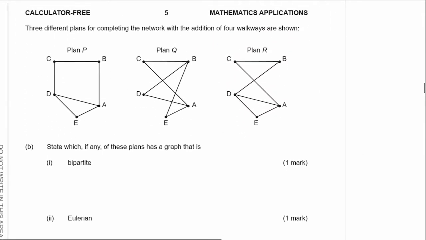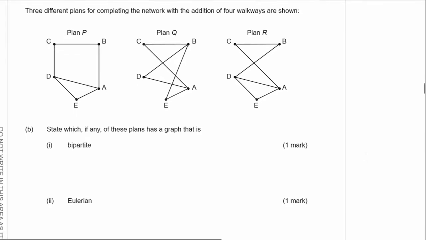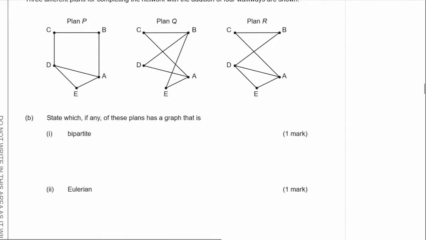3 different plans for completing the network with the addition of 4 walkways are shown. State which, if any, of these plans has a graph that is bipartite. So bipartite means that we can have 2 distinct groups where there are no edges connecting vertices inside the same group. So they look like these sorts of things. You could have that one there and then those 2 over there. But you'll notice that those 2 aren't adjacent to each other and those 2 aren't adjacent to each other.